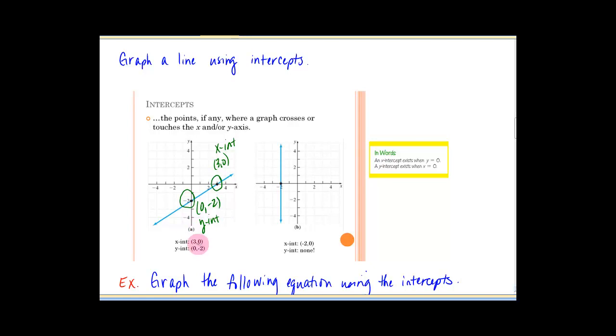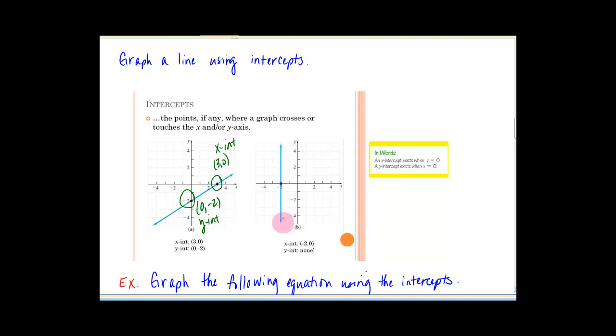I want you to notice that in each of these points there's a 0. For the x-intercept there's a 0, and for the y-intercept there's a 0. And that's because that's the point that we've got where it crosses the axis. And we had two intercepts over here. It crossed the y-axis and it crossed the x-axis.